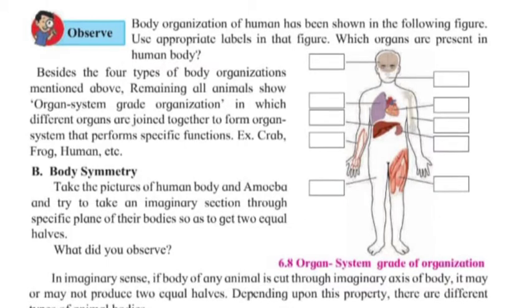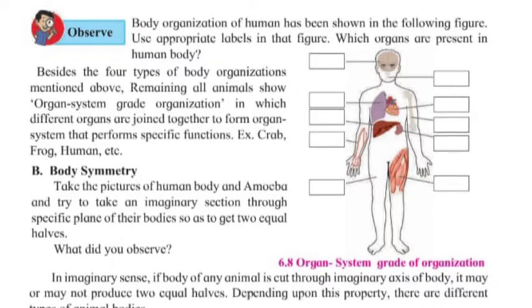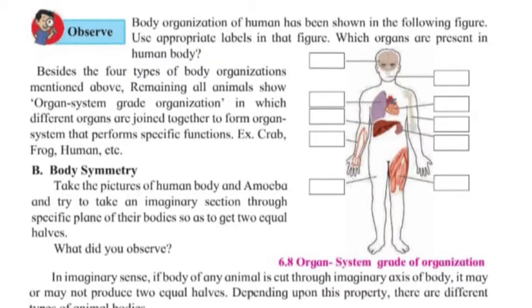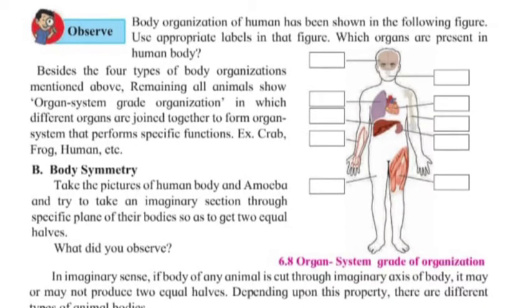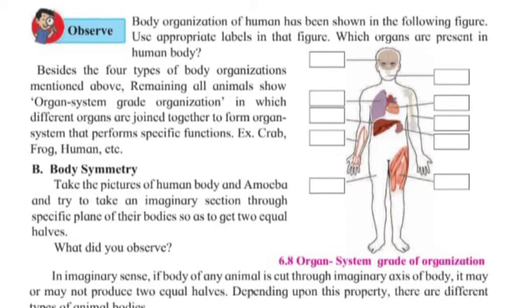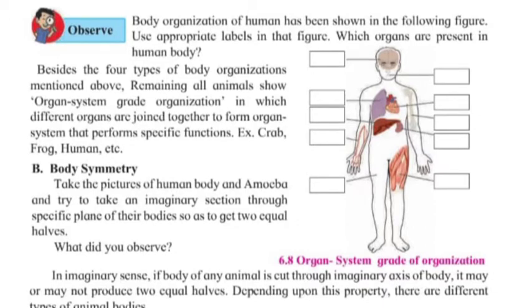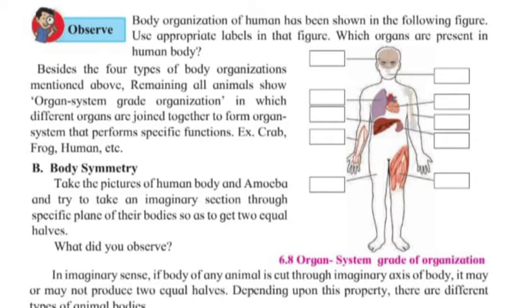In organ system grade organization, each and every organ performs different work, and each organ is specialized for its own kind of work only. For example, pumping of blood is done by the heart only, and the brain has to analyze all the things and send the signals. All the things that the brain has to do, each and every function is performed.